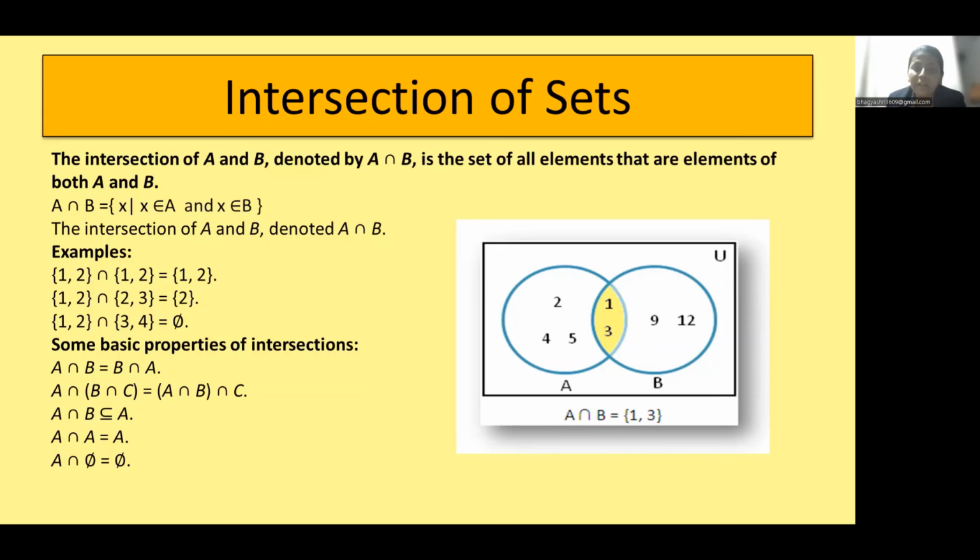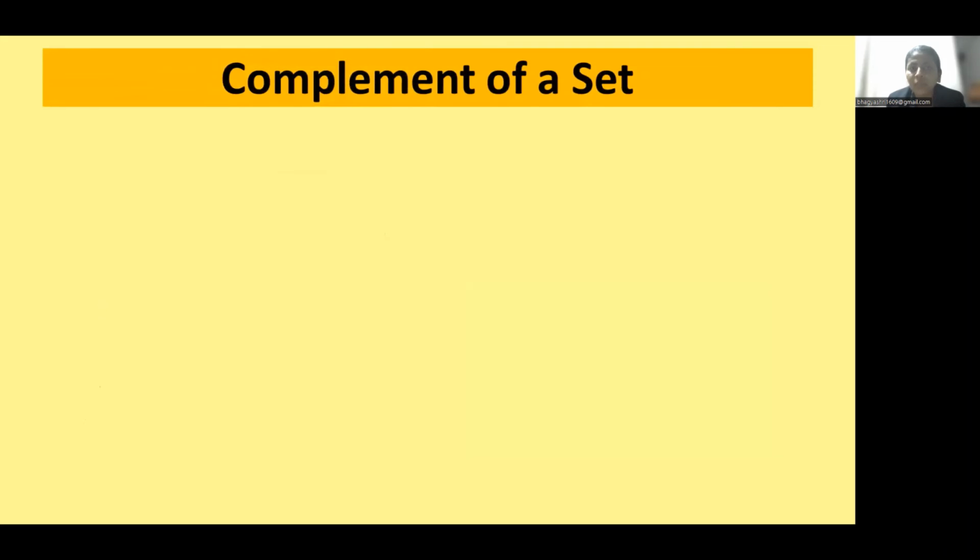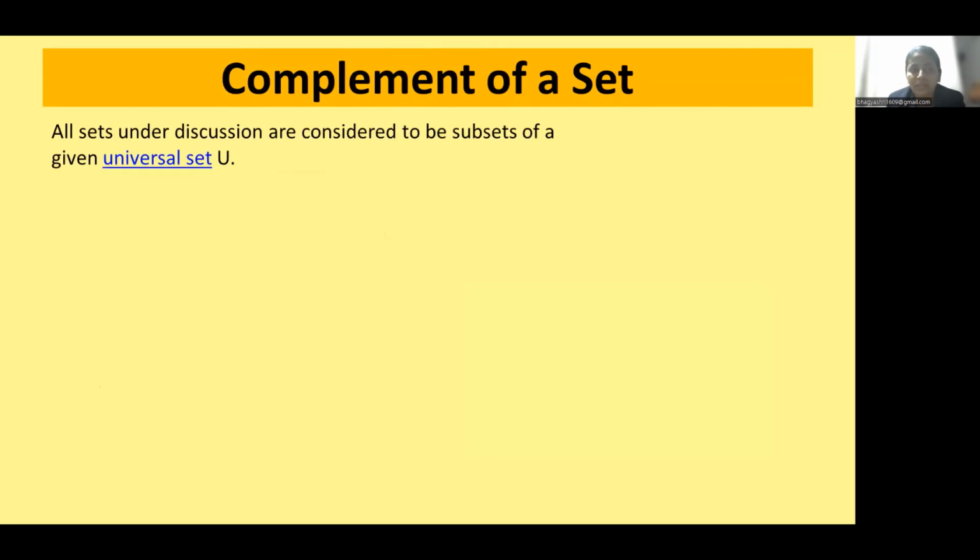A intersection empty set is equal to empty set. A is a subset of B if and only if A intersection B is equal to A. Okay, so these all are properties about intersection. Then the next operation is complement of a set.